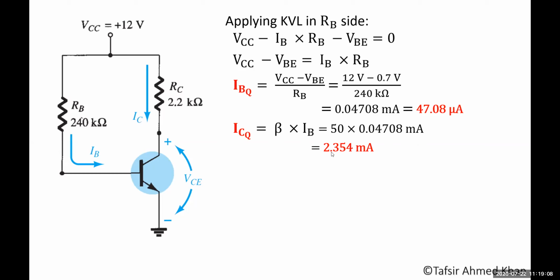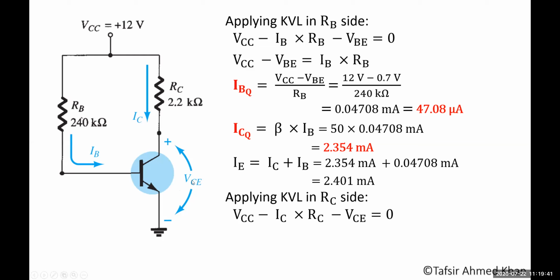Now from there you got 2.354 milliampere. Since the question didn't ask you to do this, but yet you can do it. IC plus IB. IC is equal to 2.354 milliampere. IB is equal to this one, not this one, 0.04708 milliampere. If you add this, you got 2.401 milliampere. That is IE. That is not necessary for your math.